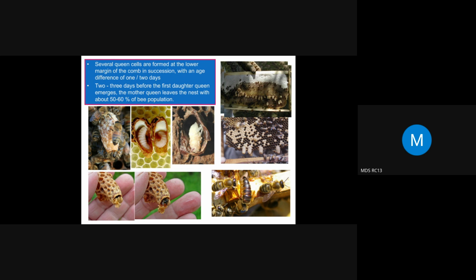You can see queen cells, different pictures of queen cells, different stages of queen cells. That is the larval stage, pupal stage, and during emergence, and the adult stage at the last. We also discussed earlier the formation of queen cells.